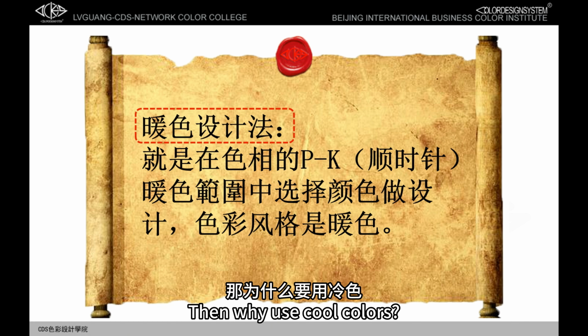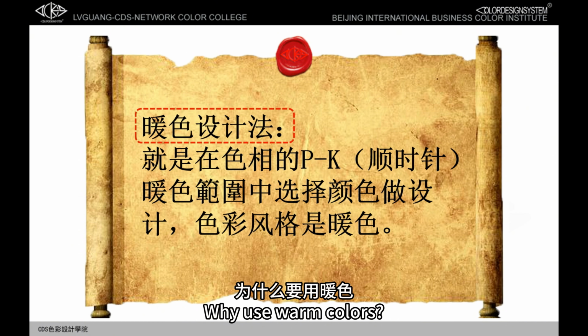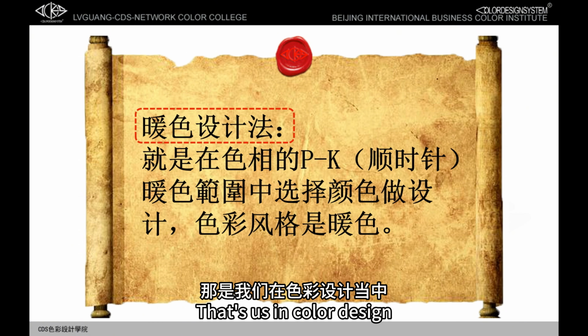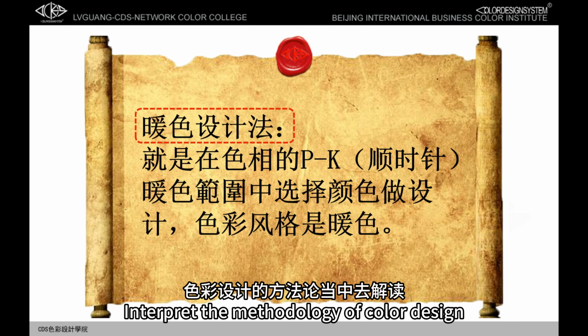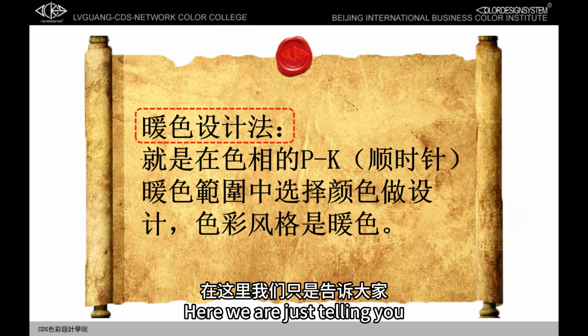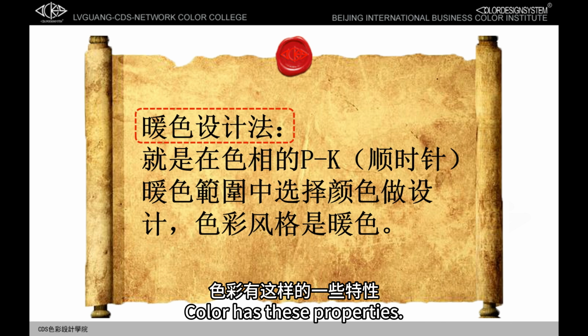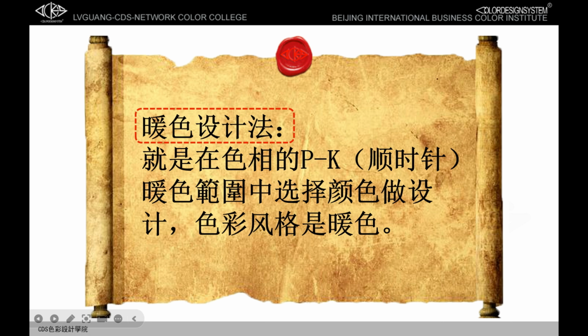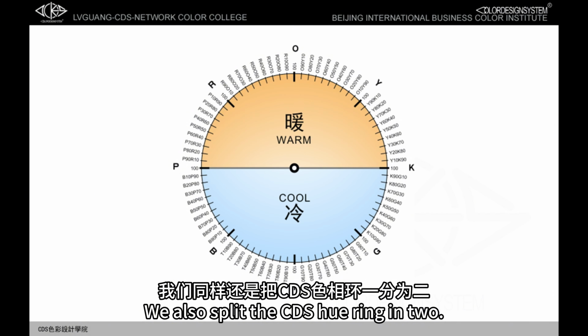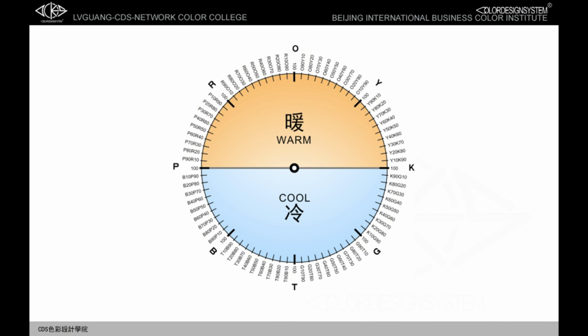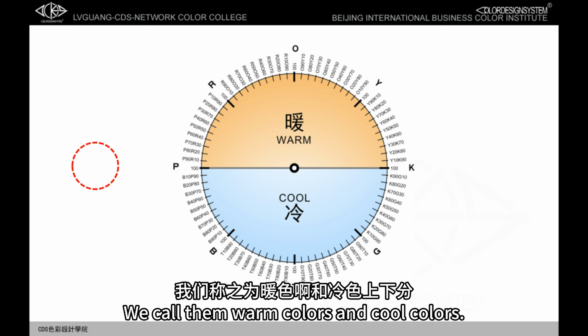Then why use cool colors? Why use warm colors? That's in color design, in the final course, we interpret the methodology of color design. Here we are just telling you color has these properties. Warm color design: we also split the CDS hue ring in two, from P to K. We call them warm colors and cool colors.